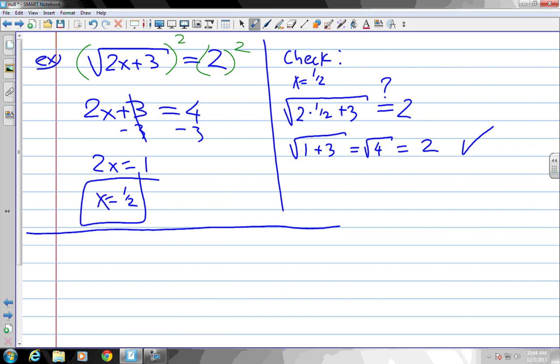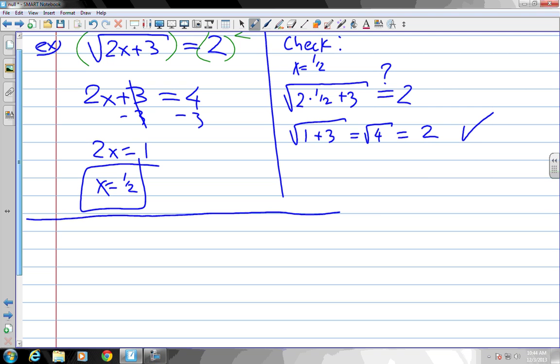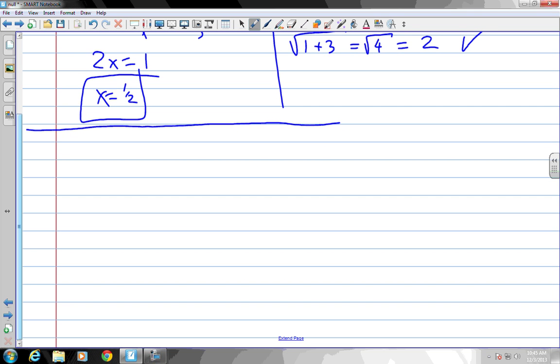Does that make sense? What we just did? Well, I'm just computing this, right? This part, I'm just putting 1/2 in for x. So 2 times 1/2 is 1, and 1 plus 3 is 4, so that's the square root of 4. Well, the square root of 4 is 2. The square root of 4 is not plus or minus 2. Remember the definition of a square root, it's always positive.